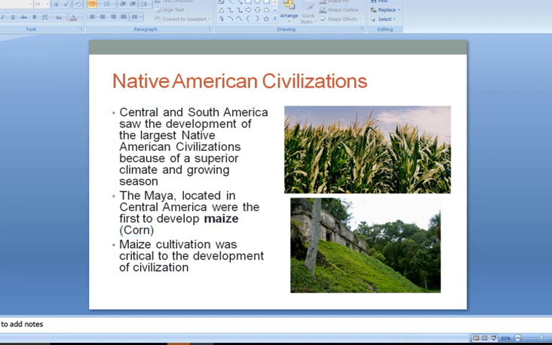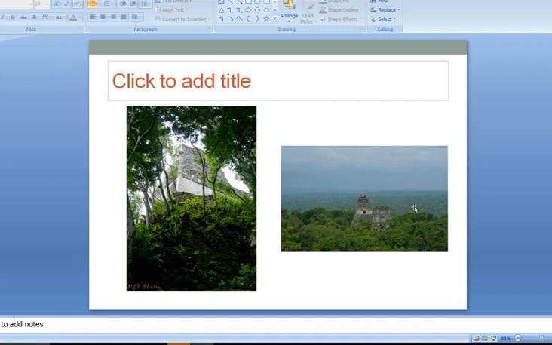Now, the Maya are going to be the first. Here's an example of this. This is in Tikal in Guatemala. This is the jungle. 1,000 years ago, they built a city with pyramids that went above the jungle canopy. Let that sink in for a second. We're not talking about savages living out in the woods. We're talking about people that are doing some very complex things.